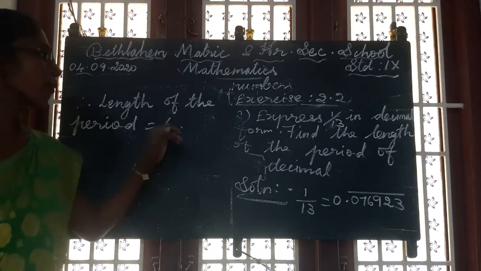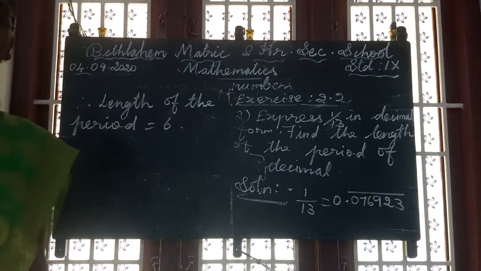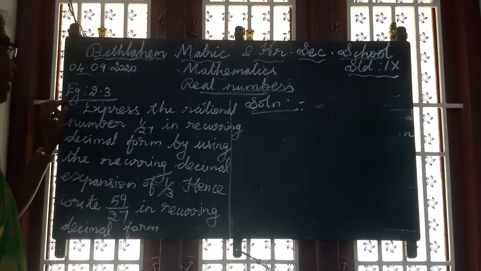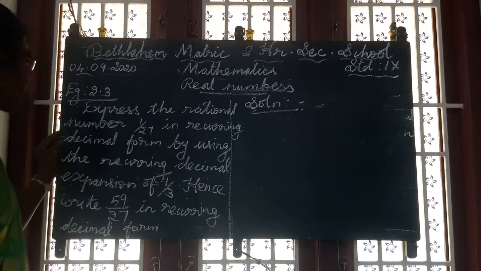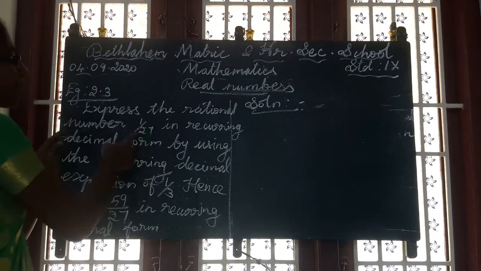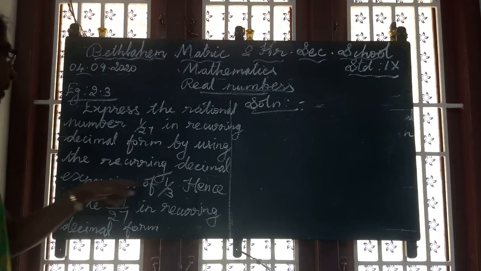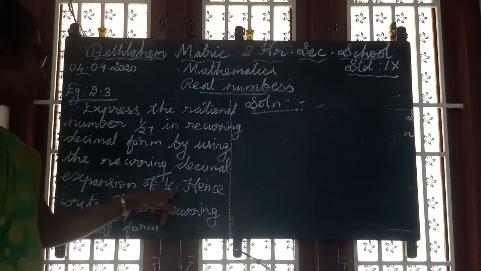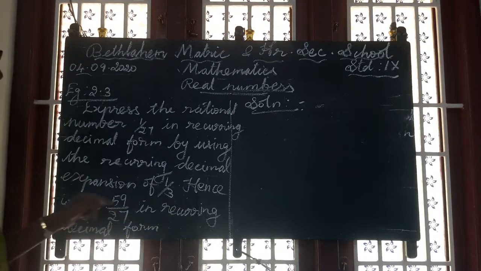Next we can go for example 2.3. Example 2.3: Express the rational number 1 by 27 in recurring decimal form. We want to find this 1 by 27 in recurring decimal form by using the recurring decimal expansion of 1 by 3.